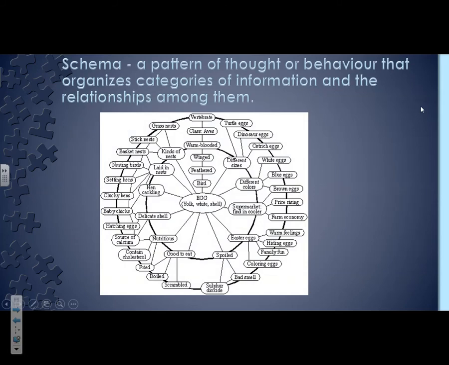Now schema, and you've got a definition there from the mark scheme, are a pattern of thought or behaviour that categorises information, organises categories of information and the relationships among them. You will look at this closely in cognitive development with Andy in the second year, but all it means is our brain is essentially organised into little different mind maps, different schemas, little categories or organisational folders that organise our minds. So a really good way to think of a schema is like documents in folders in a computer. So the mind is always filtering information down.